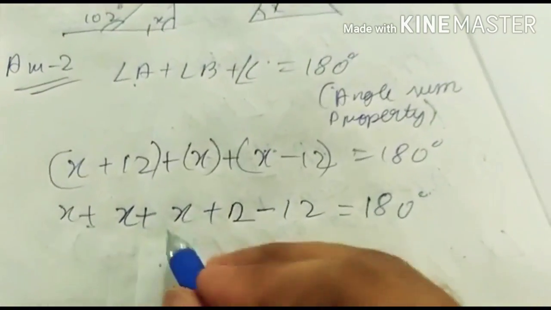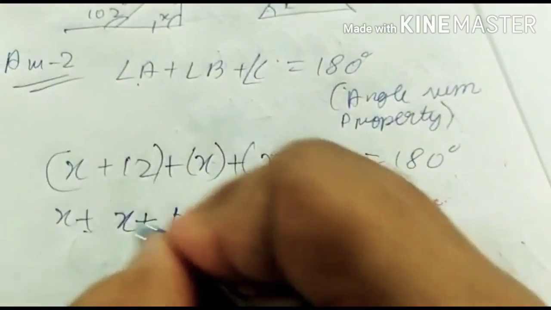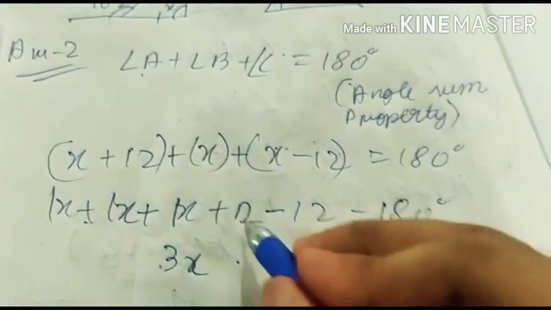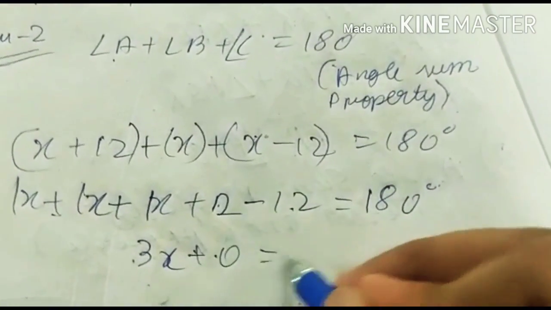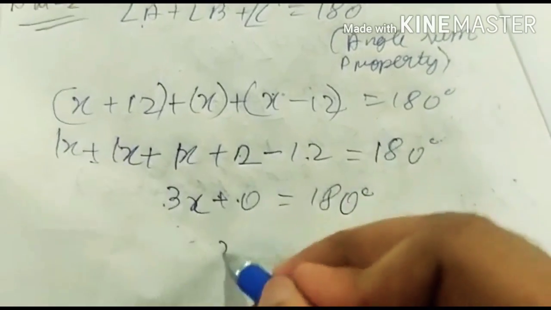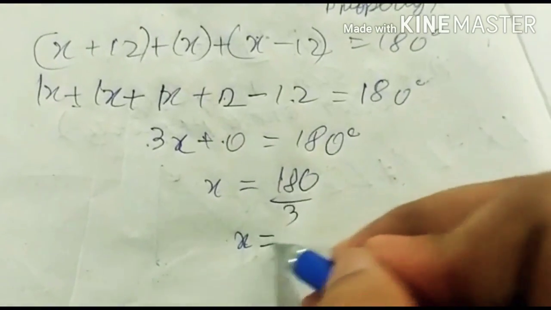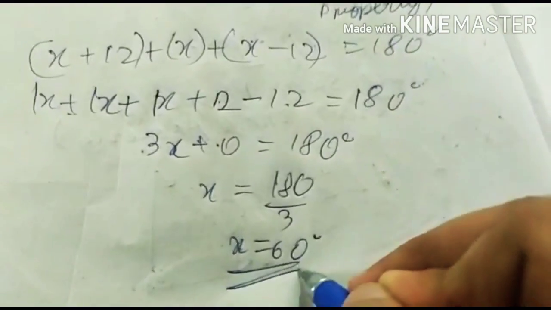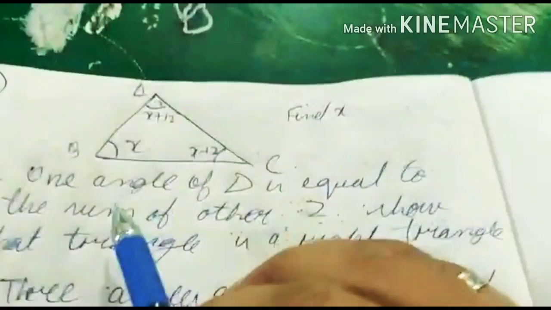So x plus x plus x will be 3x. This is 1x, this is 1x, and this is also 1x. And plus 12 minus 12 is 0, equal to 180 degrees. So x equals 180 upon 3, x equals 60 degrees. This is our question number 2. Now question number 3.